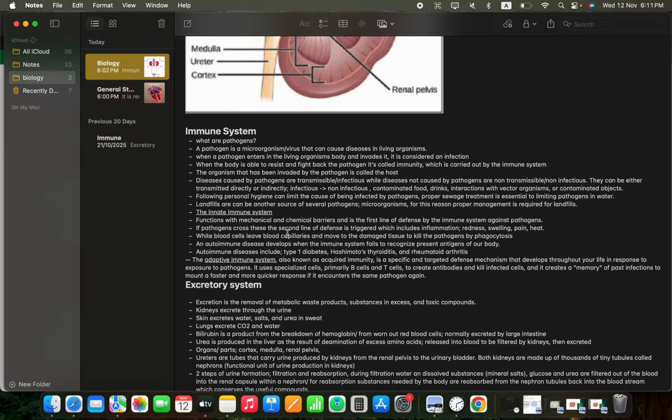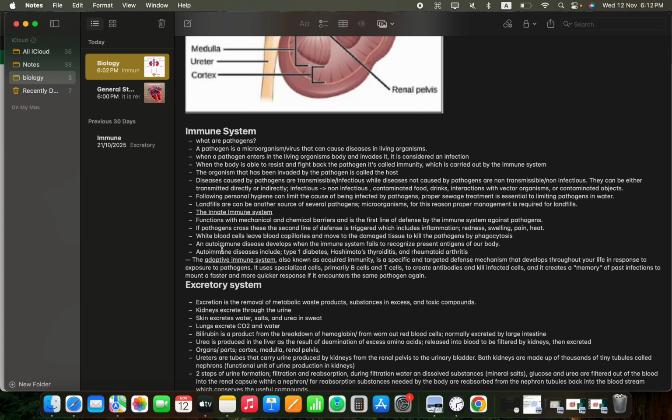If pathogens cross these lines, the second line of defense is triggered, which includes inflammation, and it can be identified as redness, swelling, pain, or heat. White blood cells leave blood capillaries and move to the damaged tissue to kill the pathogen by phagocytosis, which is the process by which phagocytes engulf the pathogen.